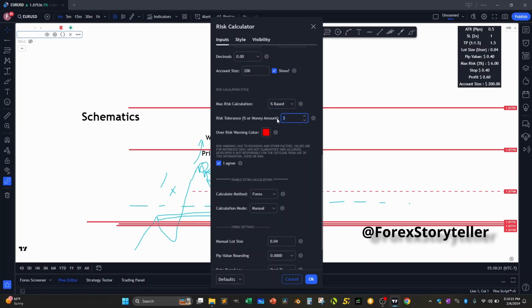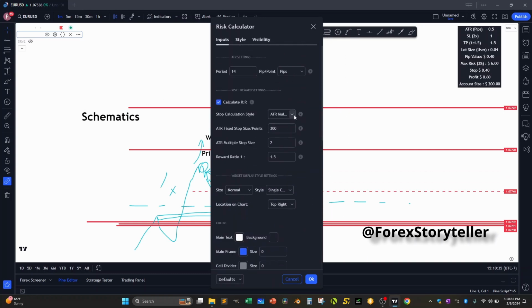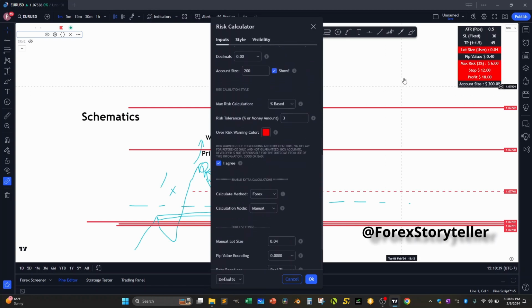This will actually tell you if the stop and the trade that you're looking to take is too much risk for what you're trying to have as a risk tolerance. To show an example of that, I will go back to fixed size for a 30 pip stop, and notice how it went red because the lot size is too large and the maximum risk is going to be $12, and we only want to risk 3%, which is $6.